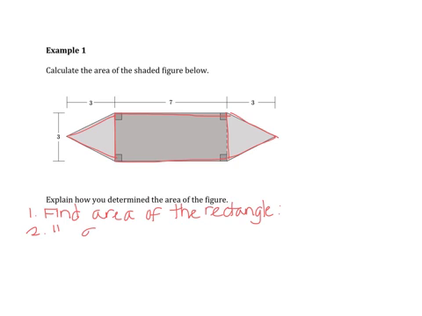Then you're going to find the area of the 2 triangles, and then you're going to find the sum of all 3. So those are the list of steps.